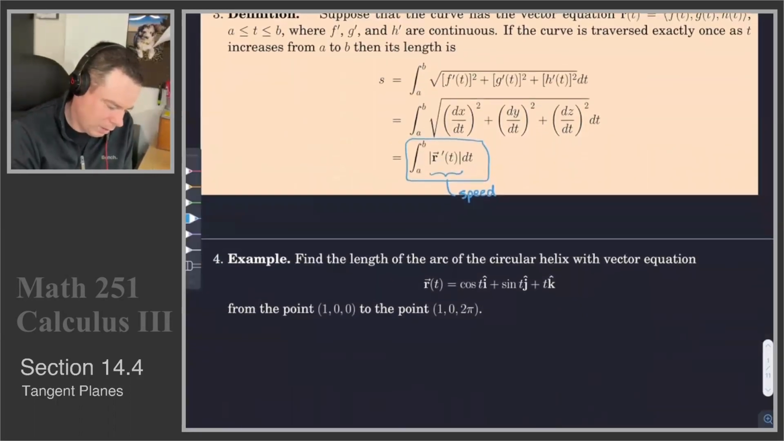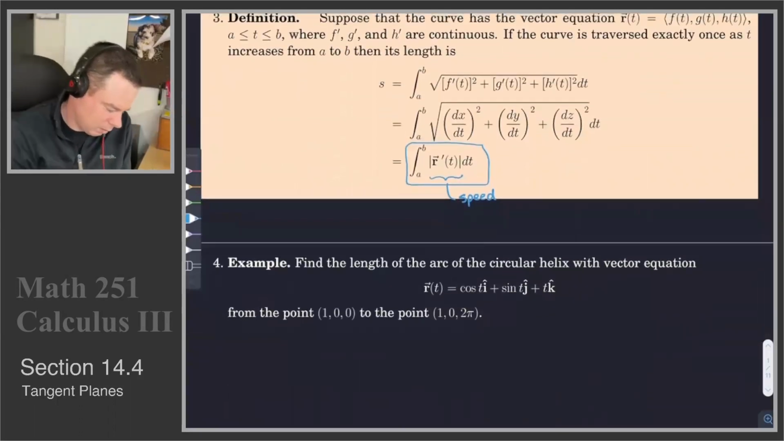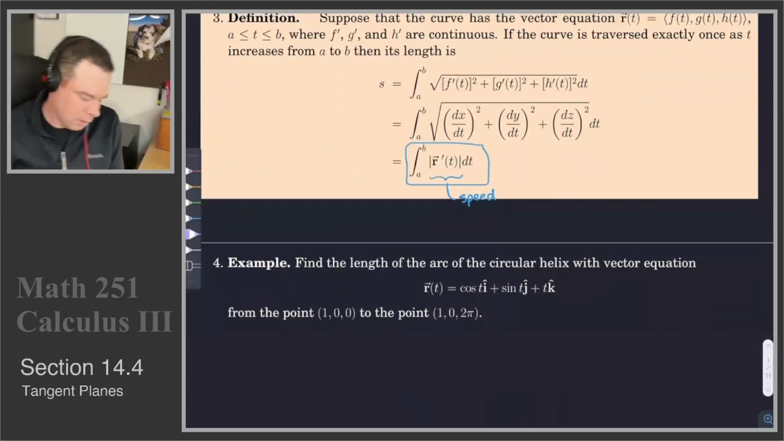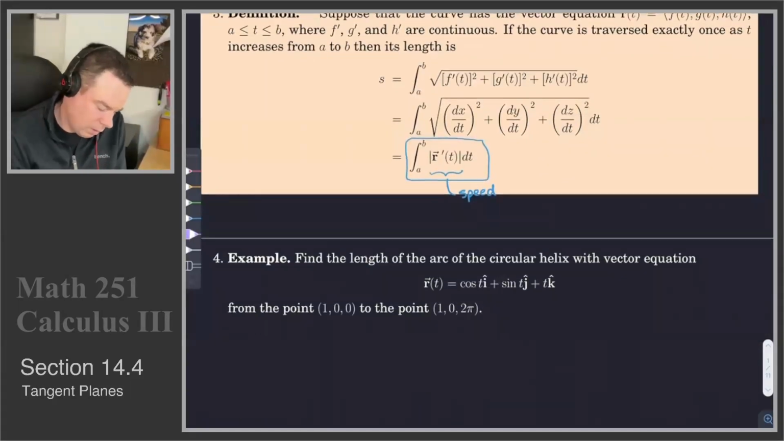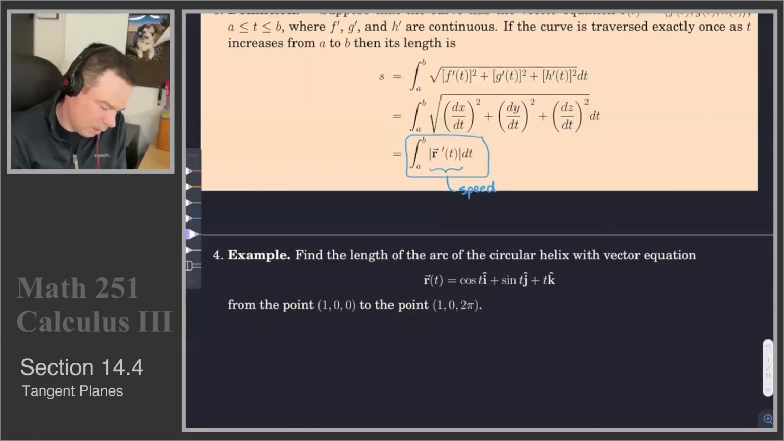Let's go ahead and use this to calculate some arc lengths. So let's find the arc length of the circular helix with this vector equation. And we're just going to use that result that I boxed above, the blue box. We are just going to integrate the speed function. So in order to get the speed function, we need to work out the derivative of the vector function first.